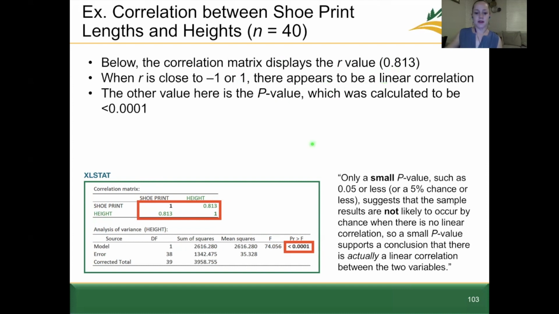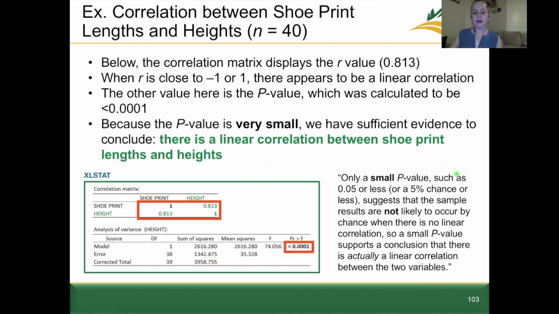So the p-value here is also shown, where this p-value is calculated to be less than 0.0001. And now this quote was on a previous slide, but I'm including it here again, so we can make a conclusion based on that p-value. Here, because the p-value is very small, it's less than 0.05, we have sufficient evidence now to conclude there is a linear correlation between shoe print lengths and heights.